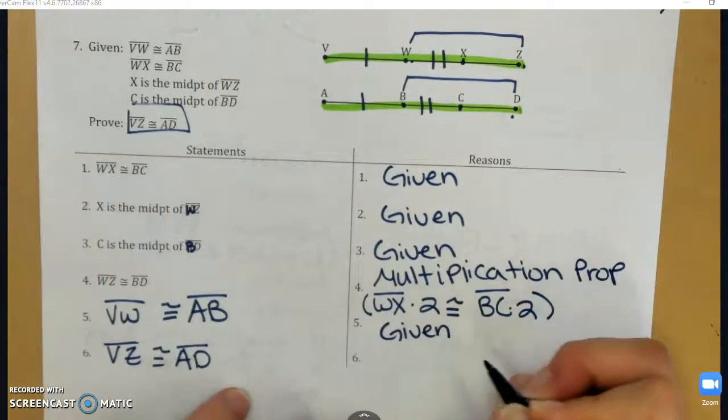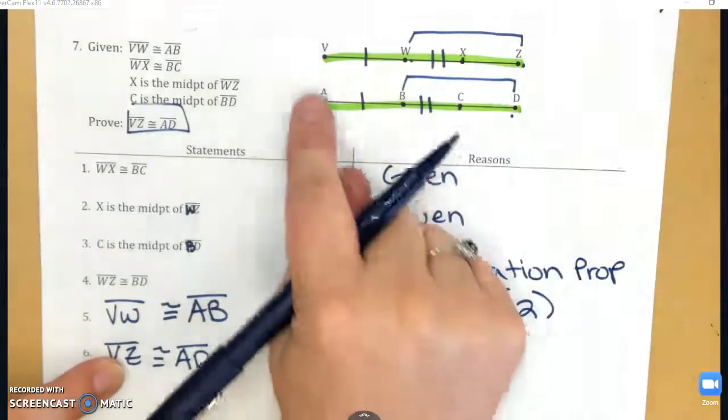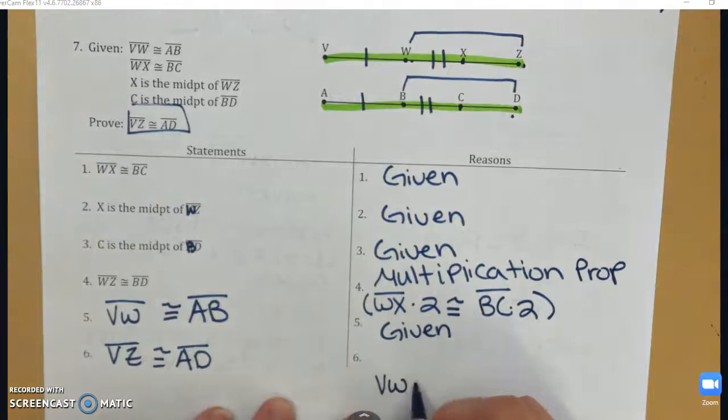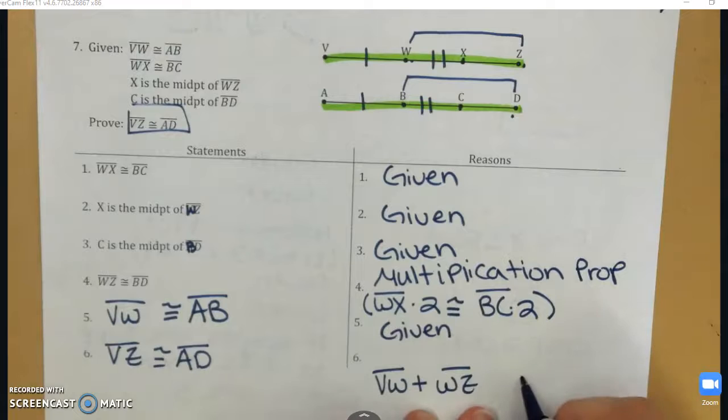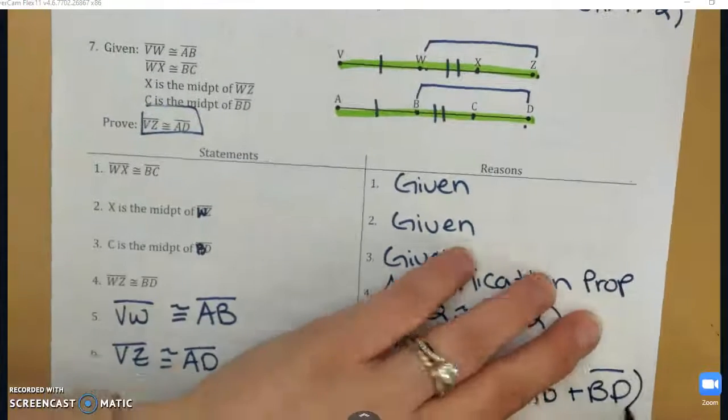Now, how can I confirm that I have enough information to show VZ is congruent to AD? Well, what makes up those 2 segments? VZ comes from taking VW plus WZ, which I've shown earlier are congruent to AB and BD. So that is going to be my addition property.